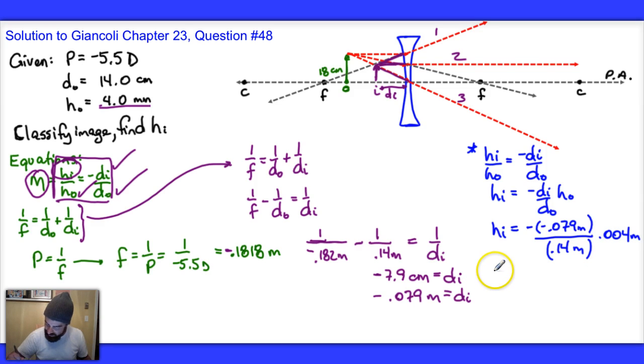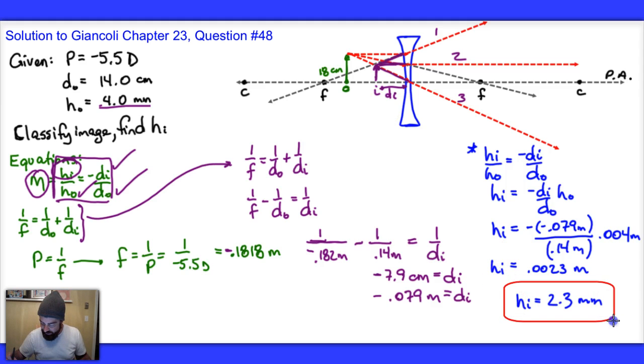And when I run that through my calculator, my final answer for the height of the image is going to be 0.0023 meters. Or I can say that that height of the image is 2.3 millimeters. Again, why I recommend knowing the ray diagrams is because this smaller height of the image is consistent with what we expect from this type of a lens. Also recognize that this is a positive number, which means that this is an upright image here. Again, everything double checking.